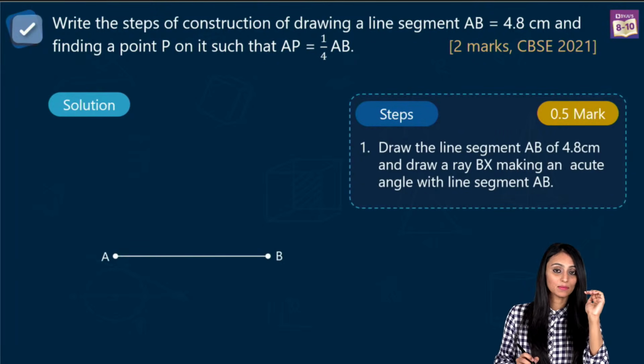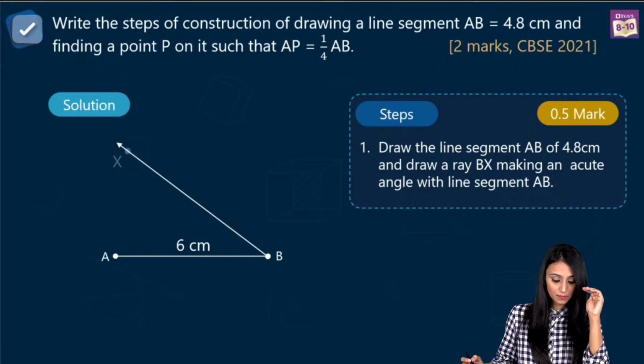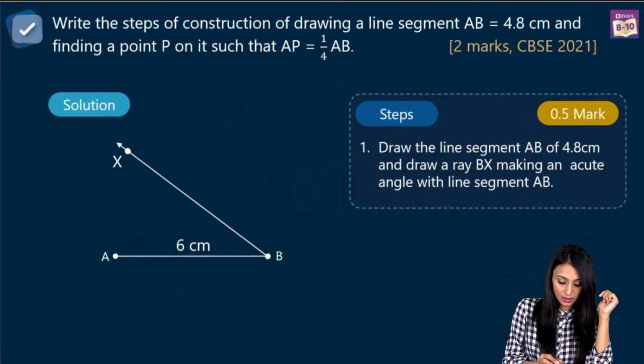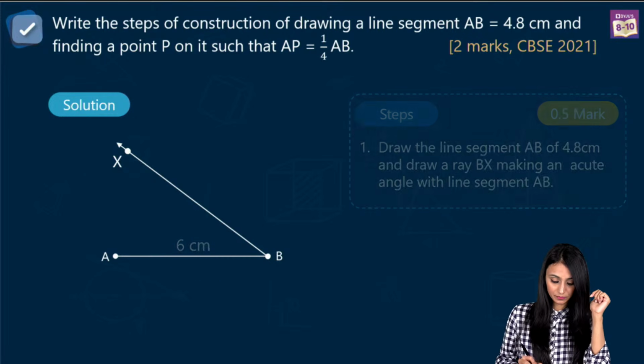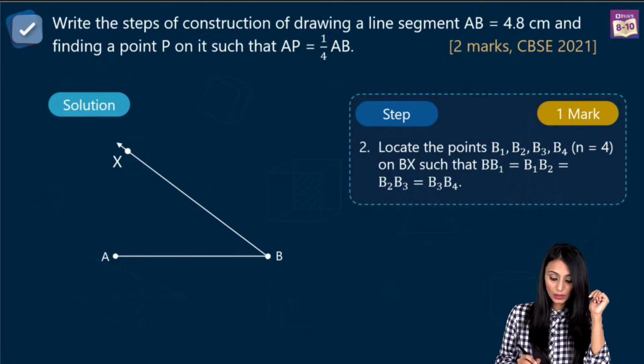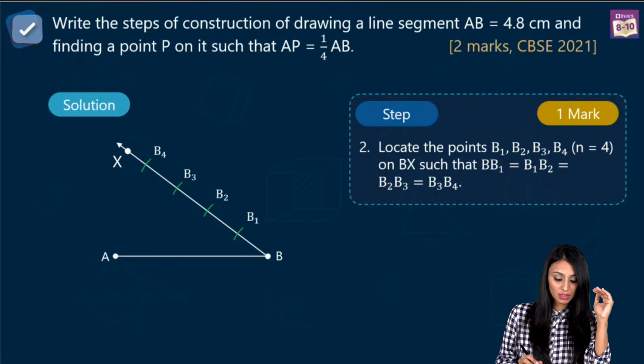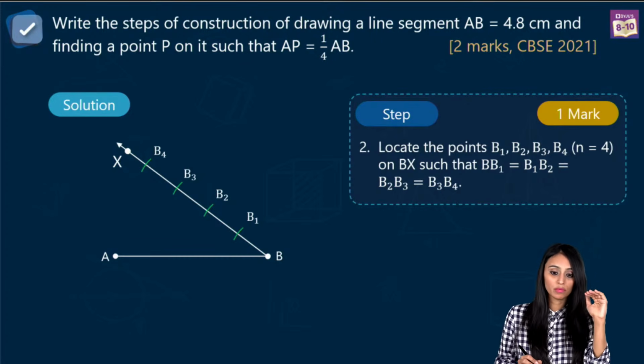Now, let's take a look at the proper solution. First of all, we have a line segment AB of 4.8 centimeter. And now we will draw an acute angle from this point B and we mark this ray as BX. Yes, this is basically 4.8 centimeters. Now what we need to do here is we will locate the points B1, B2, B3, B4. Why? Because here it is 1:4, right? So ratio N over here is 4. And all of them have to be equal. You need to make sure that B1B2, B2B3 and B3B4 are equal.